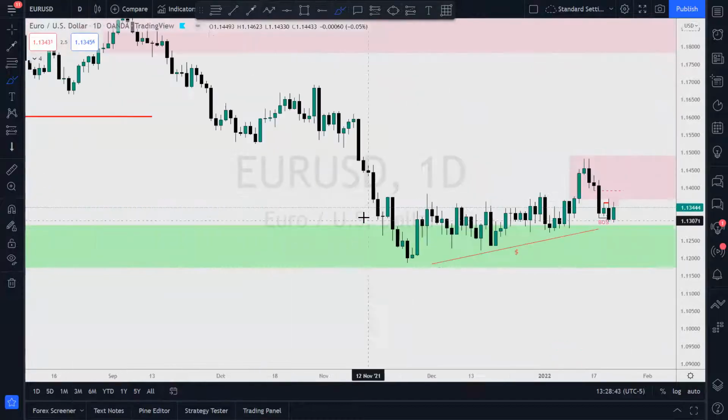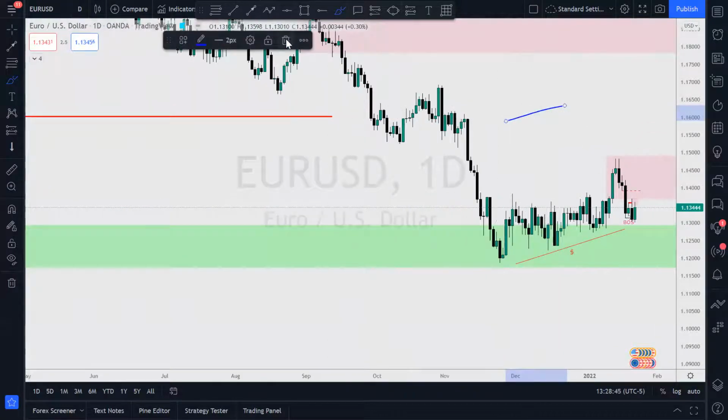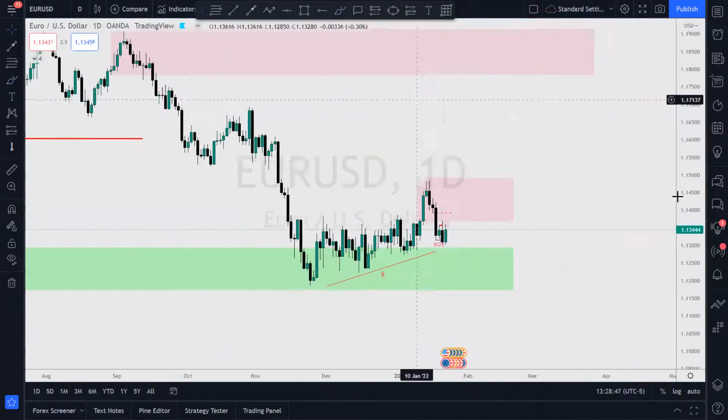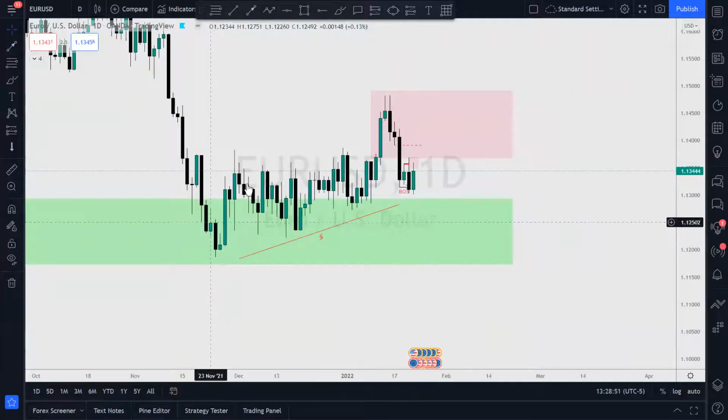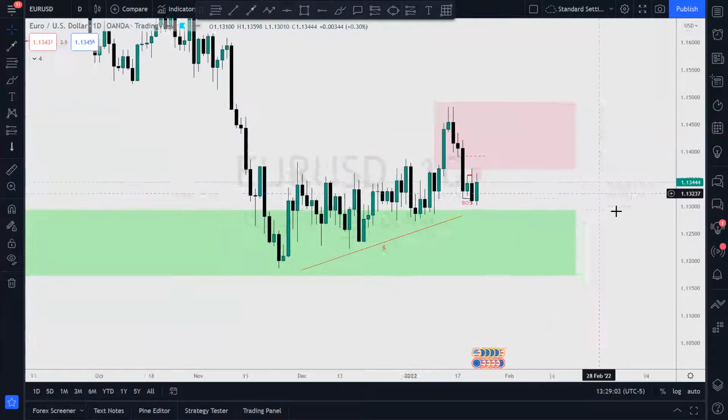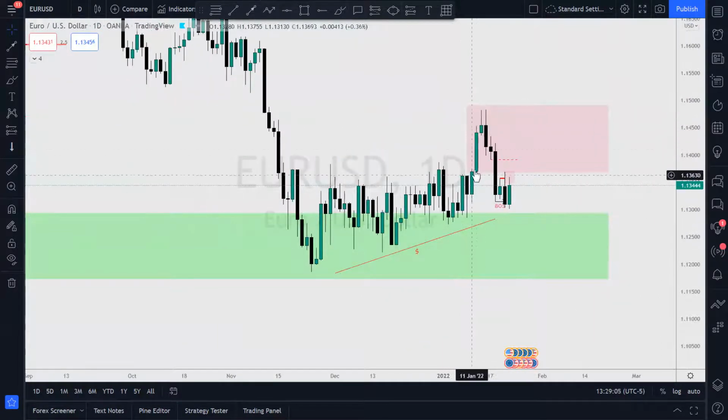All right. This is what we're looking at. Chop, chop, chop. This is where we've been for the longest, since November 2021. Chop, chop, chop, chop. We finally get a breakout to the upside. Everybody and their mother was telling me, yep, we're going up. Euro's on the way up. Euro USD, we're going bullish.